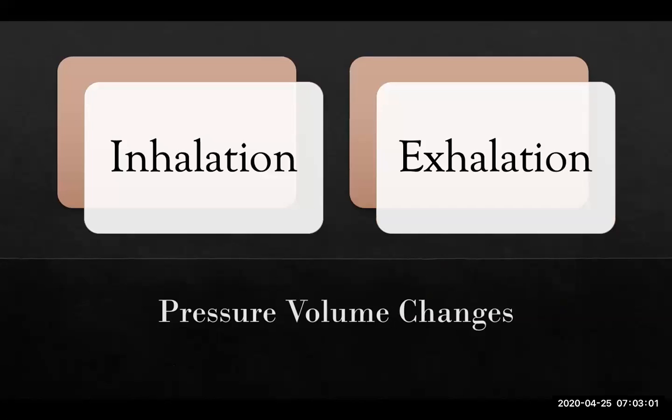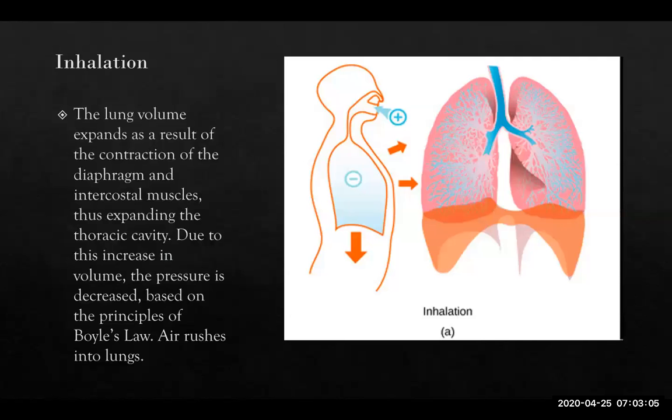Pressure volume changes occur during inhalation and exhalation. And we'll look at inhalation first. During inhalation, your lung volume expands as a result of the contraction of your diaphragm and intercostal muscles. When your diaphragm and intercostal muscles contract, that expands your thoracic cavity. When it does that, it increases the volume and the pressure decreases.